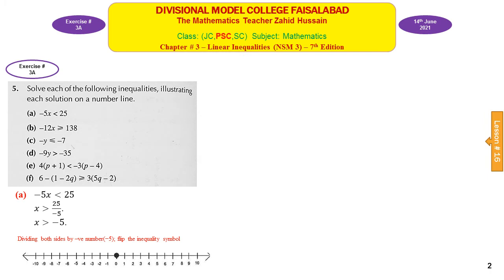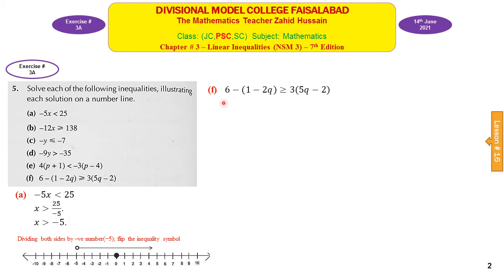We will draw a number line and a circle over the number minus 5. From this circle we will draw an arrowed line towards the right hand side because the inequality symbol is greater than, and this inequality symbol has no sign of equality, therefore this circle will be an unshaded circle, and a line towards the right hand side. So all the values which are greater than minus 5 are the solution of this inequality.